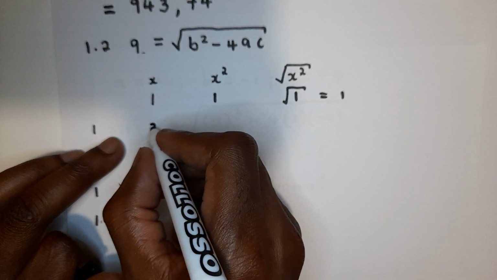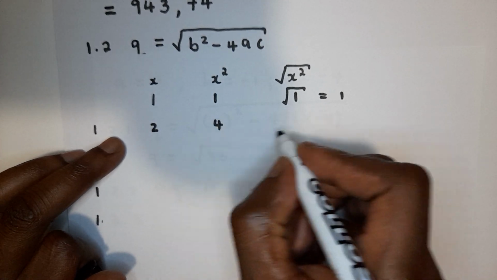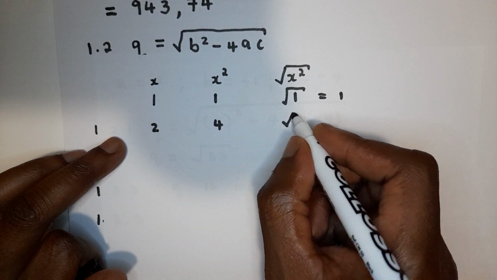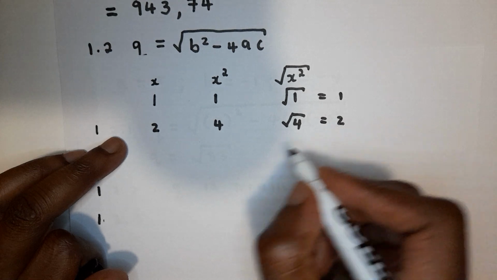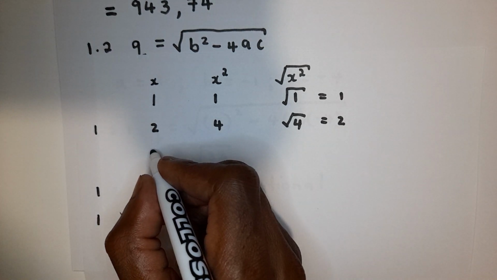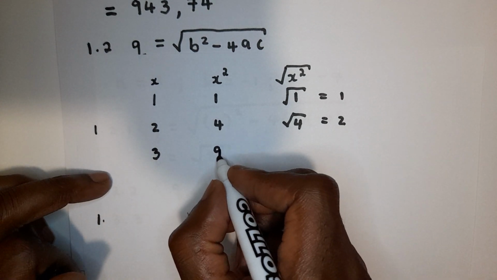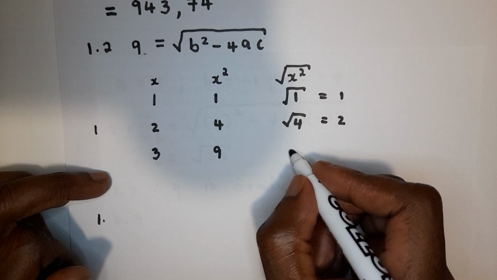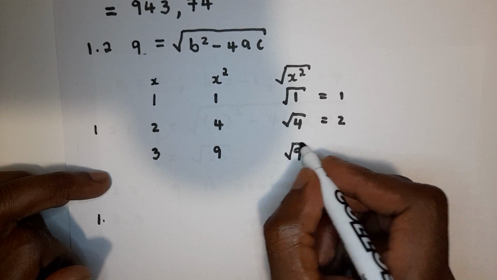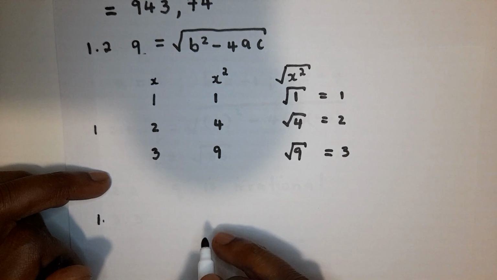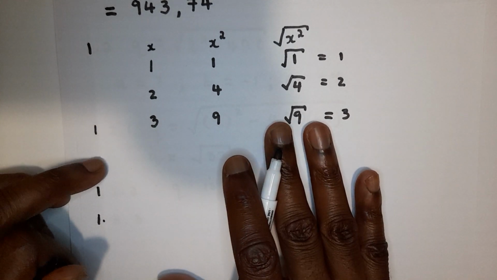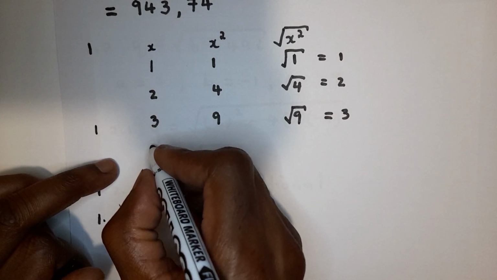Right, the second square is going to be 2. 2 squared is a 4. The square root of 4 gives me back my 2. Then I'll have 3. 3 squared is a 9. The square root of 9 is a 3. Then I just want to write this for the first 10 perfect squares.